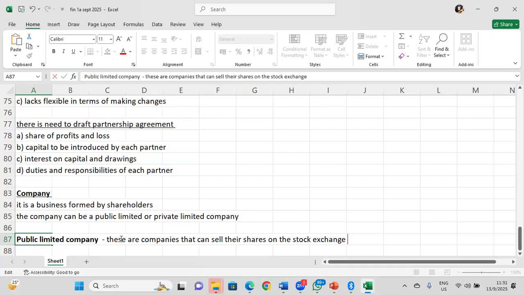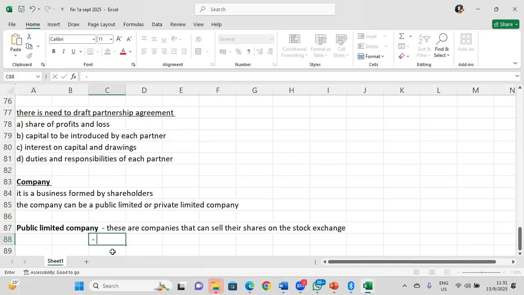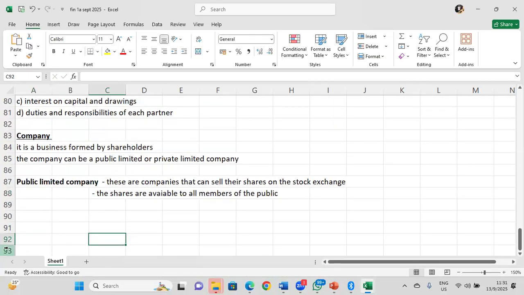If it's public, it means anyone can buy the shares. Anyone interested can buy the shares. The shares are not restricted as to who can buy them. The shares are available to all members of the public. But we have another type of company called a private limited company.